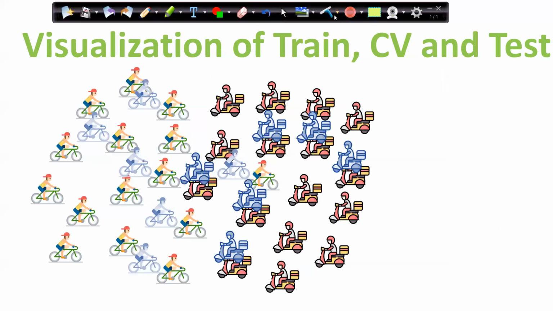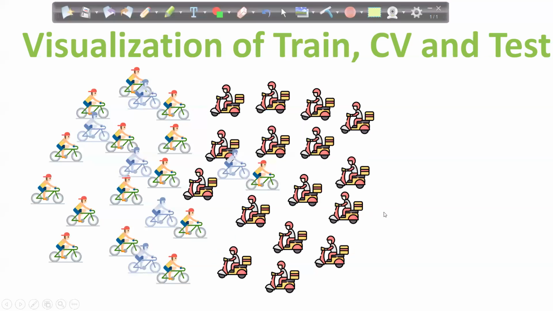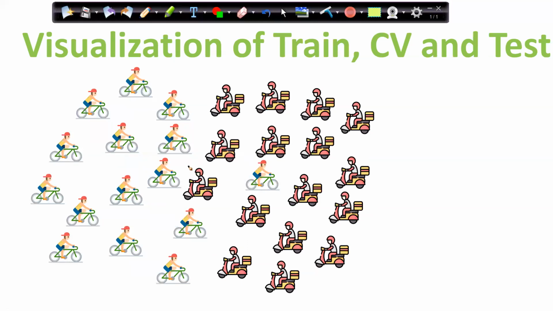If I go back to my train data, I can clearly say that this is an outlier which is coming in the cycle area. Similarly, this is an outlier which is coming in the scooter area. So if I am going with K equal to 1, how will my classification be? It will be something like this. Overfitting. That is how it will be, right?